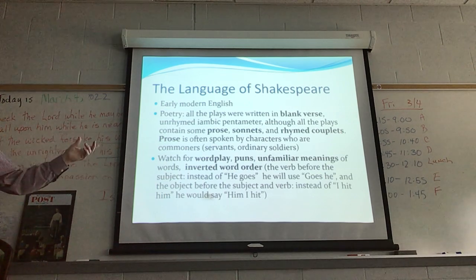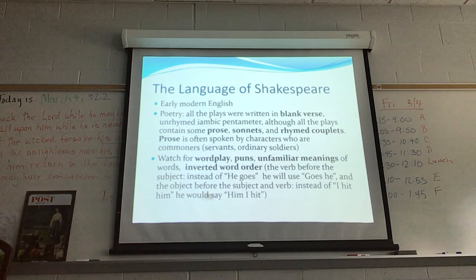But they speak prose. Some of the plays have sonnets. I mean, all the plays have sonnets in them at some point, and they're rhymed couplets. Usually you'll finish a long speech with two lines that rhyme because it gives it a kind of exclamation point. And the prose is spoken by the commoners.